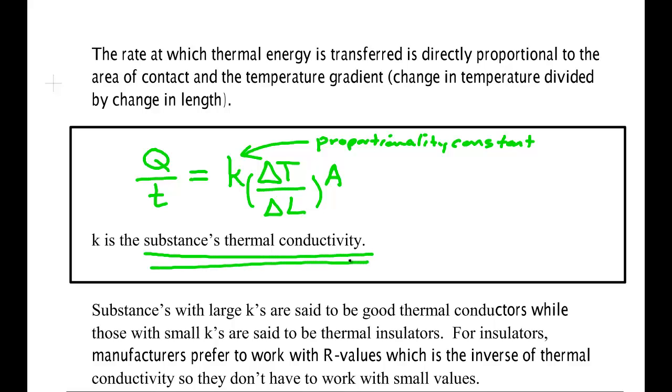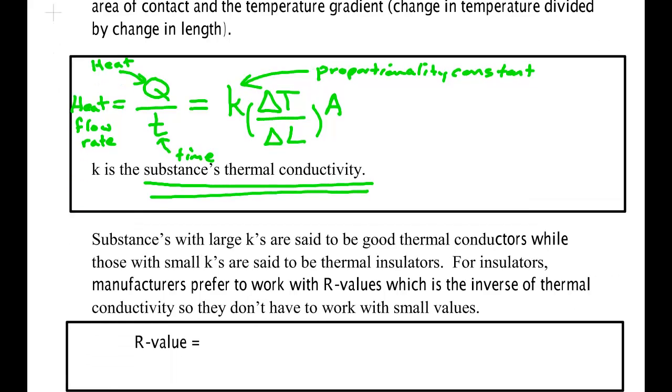Some materials have particles inside that can move very quickly. And because they can move quickly, they can easily move a lot of energy very fast. And so this K is very large. A lot of energy will get transferred in a very small amount of time. Remember, this is time, and this is heat. So this is heat flow rate, and it's in joules per second. So large Ks are said to be good thermal conductors.